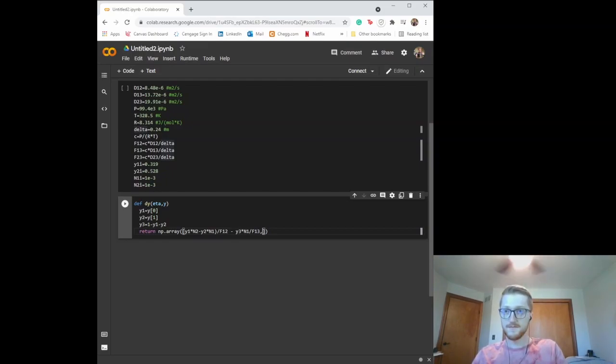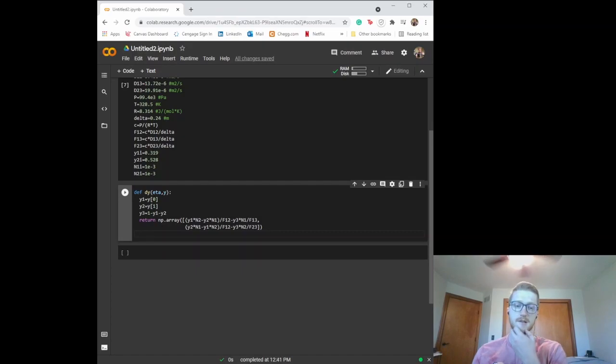That's your first equation. And then you're also going to want to define your second equation in this array, which would be the mole fraction of methanol times the molar flux of acetone minus the mole fraction of acetone times the molar flux of methanol, and that's going to be all divided by the F12 value. And then you're going to subtract mole fraction of air times the molar flux of methanol divided by the F13 value, or F23 value, sorry. And that looks good.